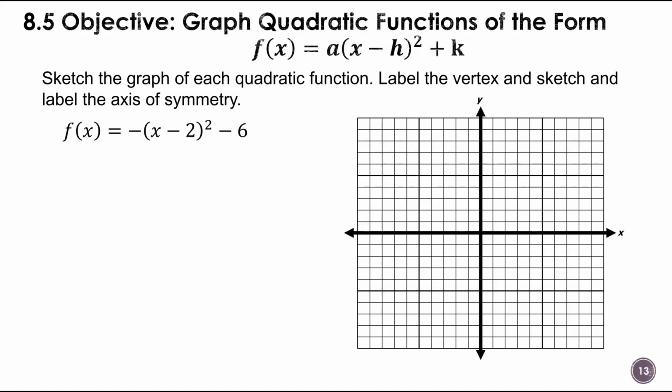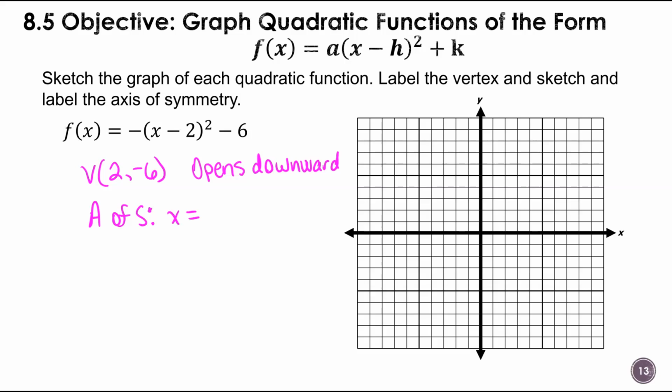Okay, let's look at this next one. So on this one, we have a vertex at +2, -6, because remember that's my h and my k. And then it opens downward. And the axis of symmetry is at x equals 2, because that's the x coordinate of my vertex.